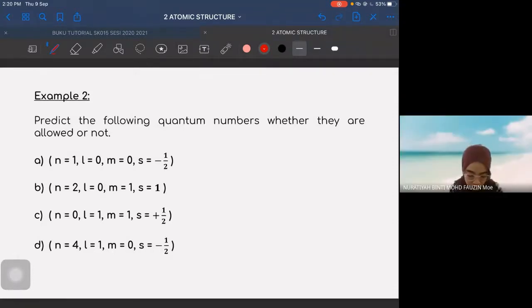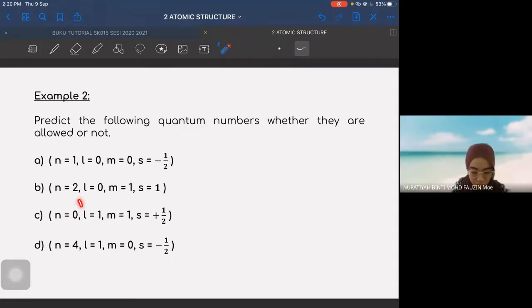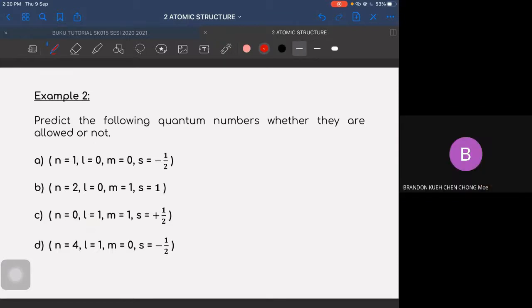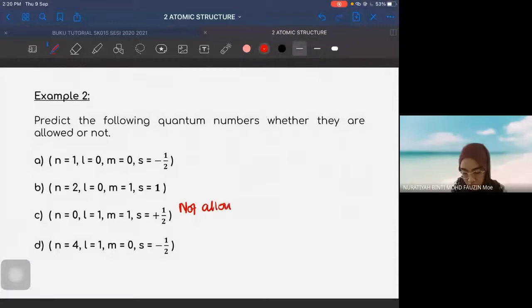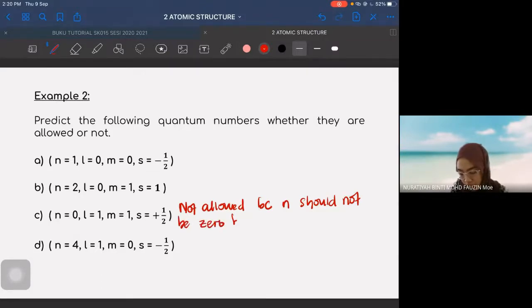So for C, when N is equals to 0, adakah N equals to 0? No. Okay. L equals to 1, so daripada start pun kita dah tahu, is this allowed or not? Not allowed. Okay, because N should not be 0. But N can be 1, 2, 3 and so on sampai infinity. Okay, so that's how you answer it. Kau beritahu not allowed because of what? Which quantum number? And then what it should be, right?